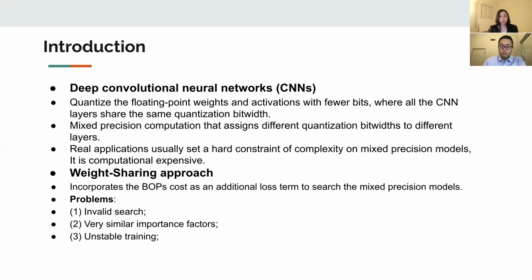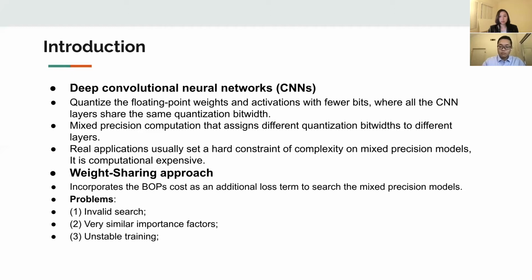Furthermore, many real applications set a hard constraint of complexity on their bit operations, but it is computationally expensive since we need to determine the appropriate setting from all possible candidates. Therefore, to better address the problem just mentioned, one way is to use the weight sharing approach. This incorporates the BOP cost as an additional loss term to search the mixed precision models.